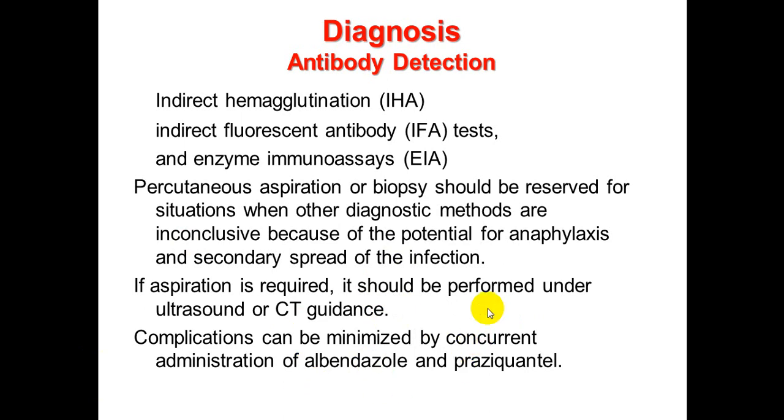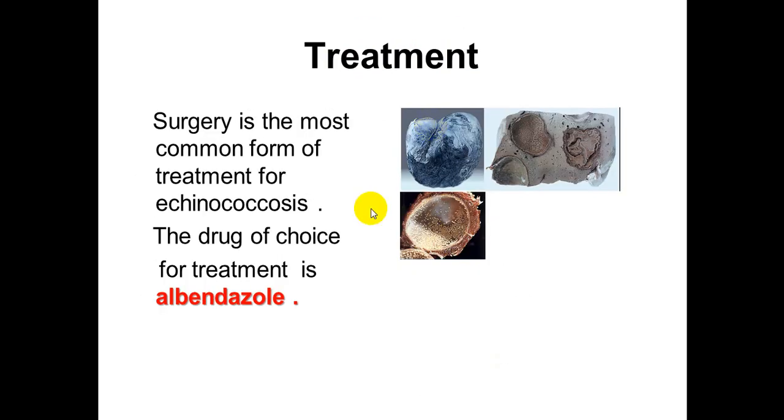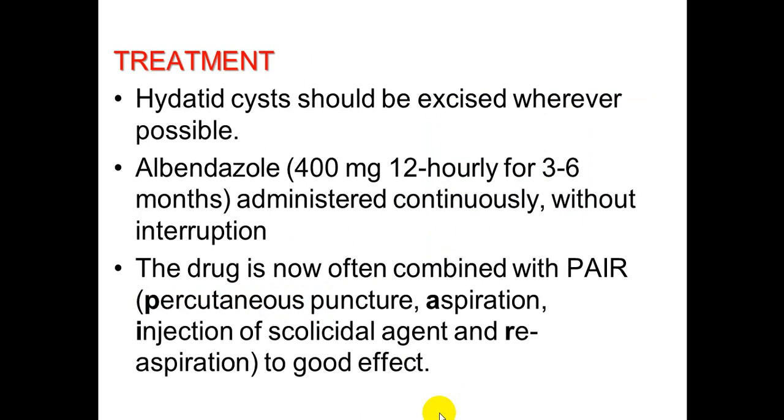So you can minimize the complication of rupture of the hydatid cyst and then dissemination of the cyst, or even anaphylactic shock, by continuous administration of antihelminthics. Surgery is the most common form of treatment for Echinococcus granulosus. The drug of choice as medical treatment is still albendazole. Hydatid cyst should be excised whenever it is possible. About medical treatment: albendazole 400 mg 12 hourly for 3 to 6 months, administered continuously without interruption.